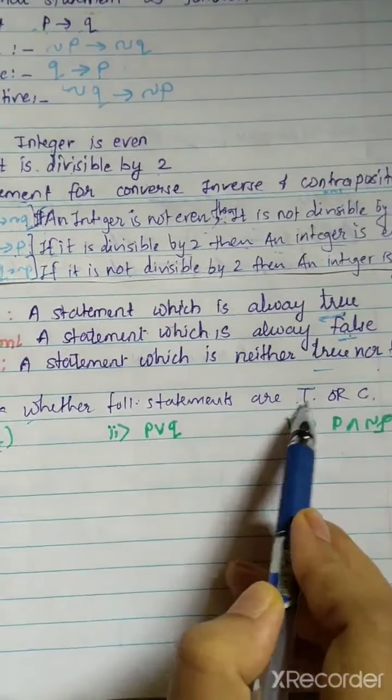See, the value of this column is true. All the values are true. That means the given statement is a tautology. Understood? Here it was true, true, true, and then false, so contingent. Here all true, so this is a tautology. Now we'll see another example.